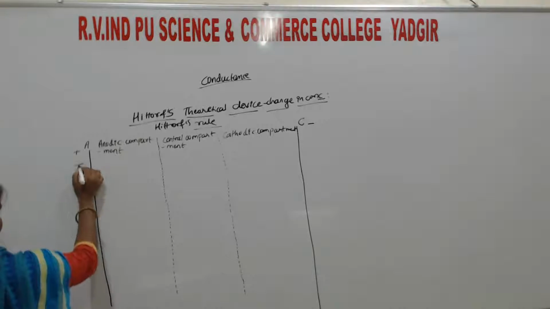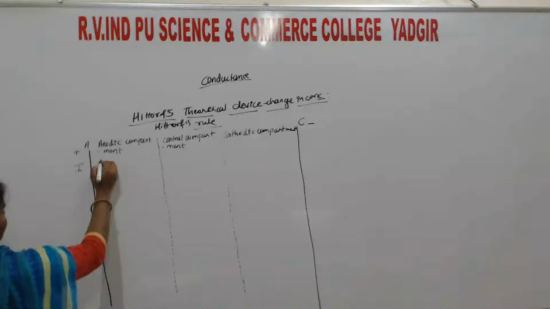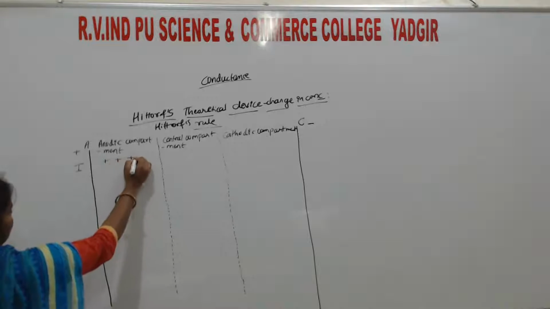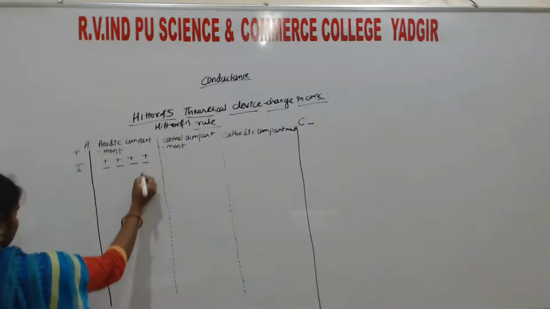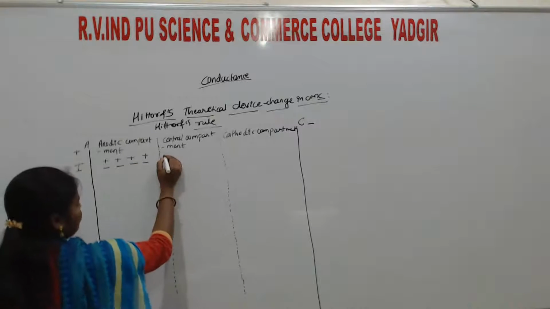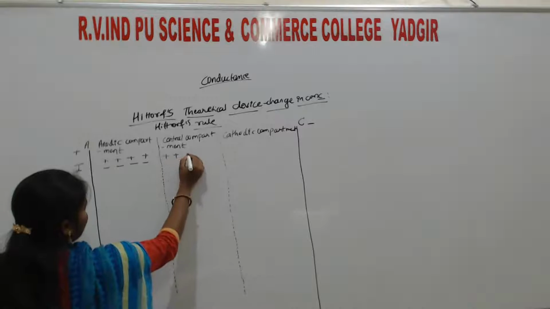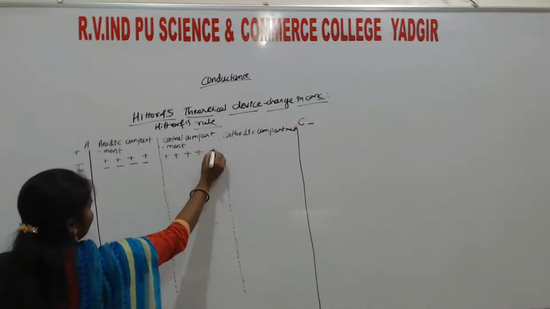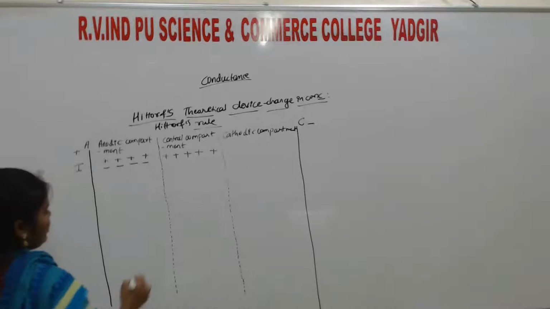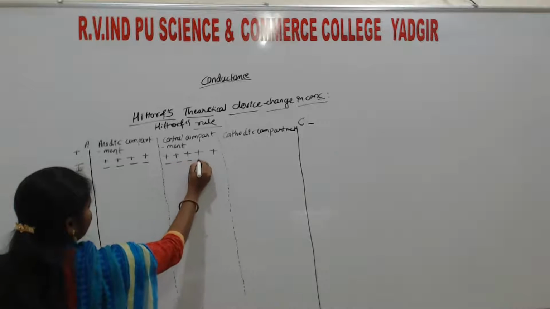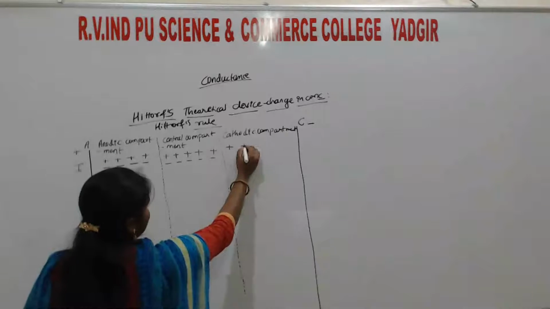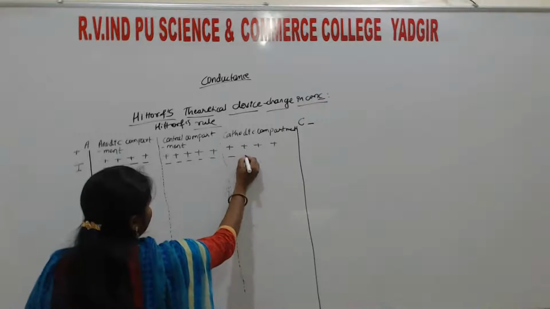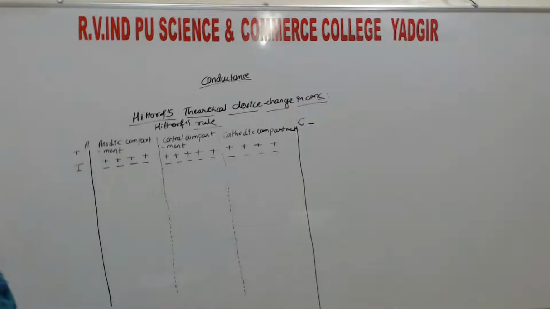This is the first phase. Here you get 4 cations, 1, 2, 3, 4, and 4 anions. And here 5 cations, 1, 2, 3, 4, 5, and 5 anions, 1, 2, 3, 4, 5. And then here 4 cations and 4 anions.